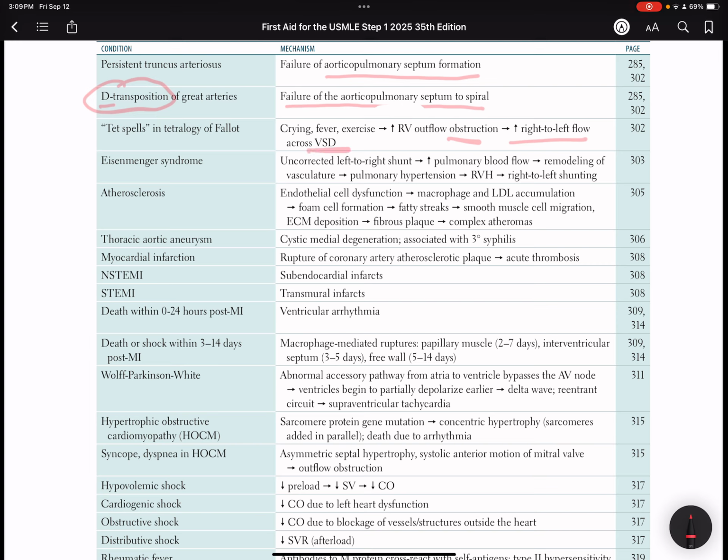Next is Eisenmenger syndrome. Eisenmenger is uncorrected left to right shunt, increasing pulmonary blood flow. Increased pulmonary blood flow will cause remodeling of vasculature. This will cause pulmonary hypertension. This will cause right ventricular hypertrophy, eventually leading to right to left shunt.